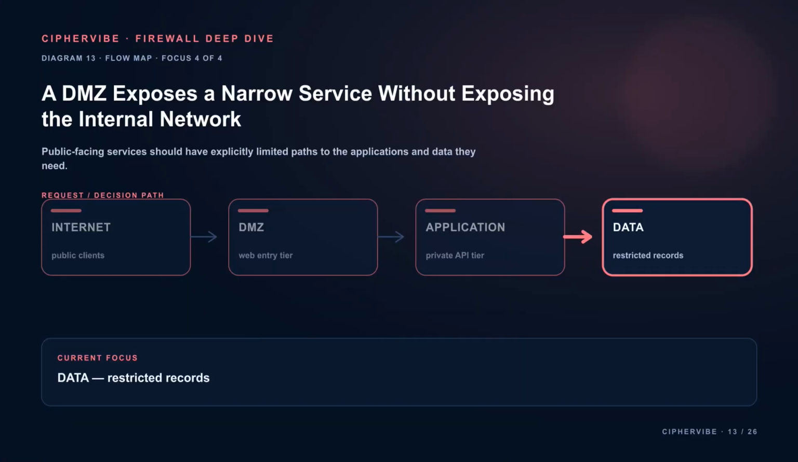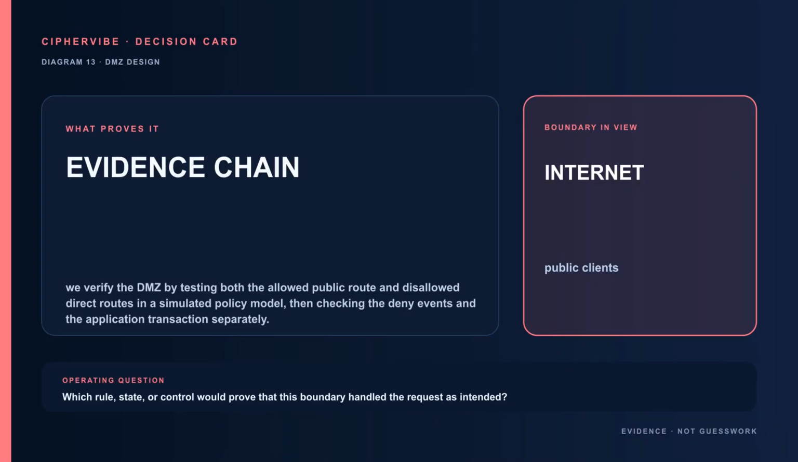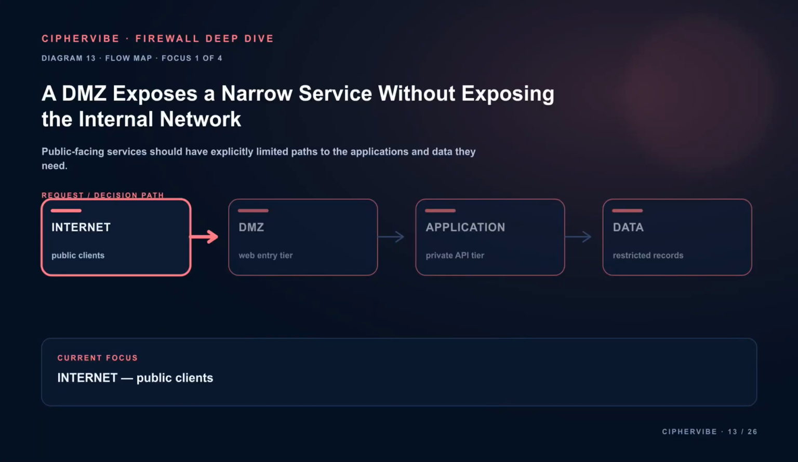Mechanically, clients reach only the publicly exposed service in the DMZ. That service receives narrowly defined paths to required private services, while direct Internet to application and Internet to data paths are absent. The common failure is that a DMZ is drawn but internal management, database, or broad outbound paths remain open from it, turning the supposed buffer zone into a well-connected pivot point.